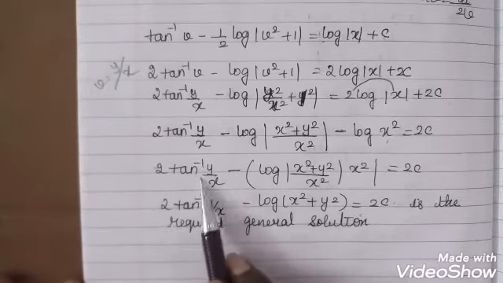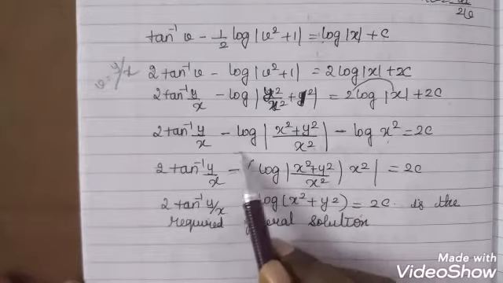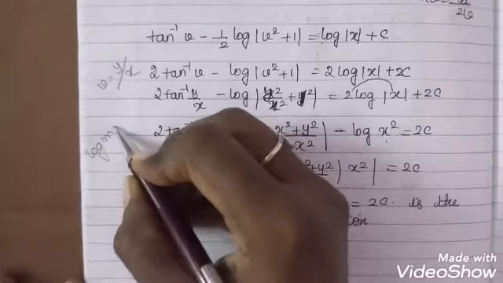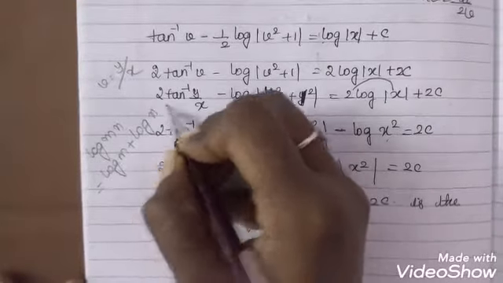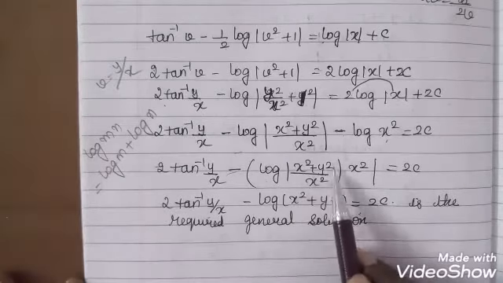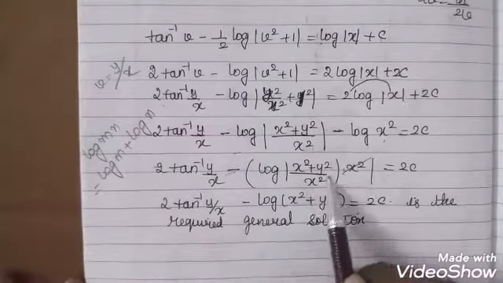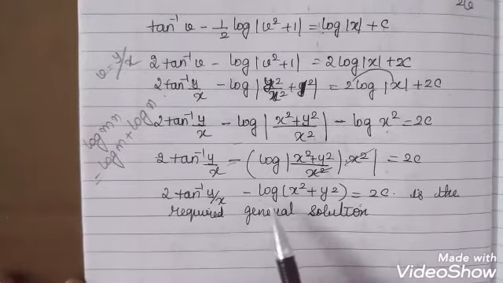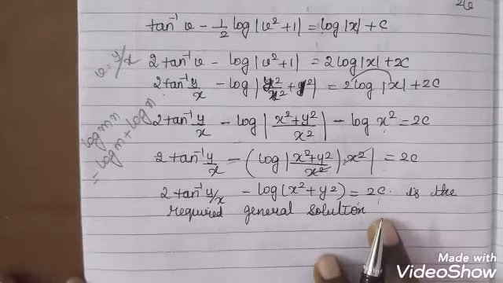So what will I get? 2 tan inverse of y by x. When I take the minus sign outside, you will have plus here. So you know the logarithmic rule: what is log of mn? Log mn is equal to log m plus log n. This is what you have here. So you can write it as log mod of (x squared plus y squared) divided by x squared, into x squared, which is equal to 2c. Of course it gets cancelled. So what's the answer you get here? 2 into tan inverse of y by x minus log of (x squared plus y squared) is equal to 2c. That is the required general solution. Got it?